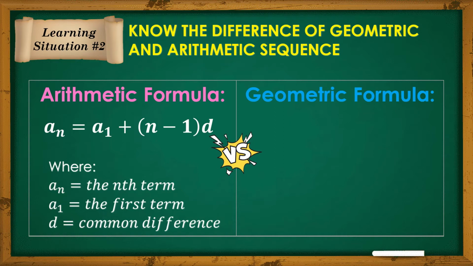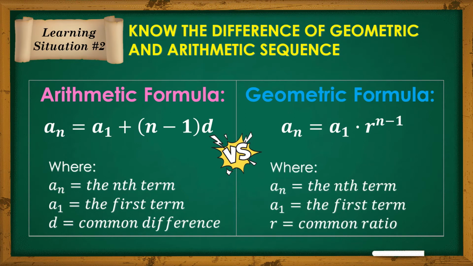How about sa geometric sequence? Ito ang kanyang formula. a sub n equals a sub 1 times r raised to n minus 1. Kung saan yung a sub n muli yung nth term, meron din siyang first term na a sub 1, at this time our r is our common ratio. So let's focus first on the geometric formula para mas maintindihan natin kung paano siya gagamitin.